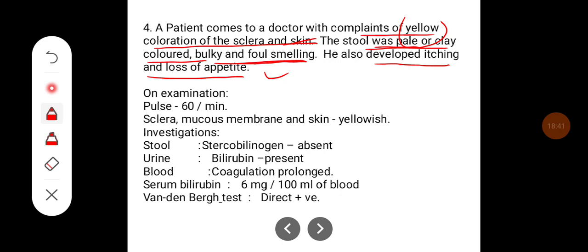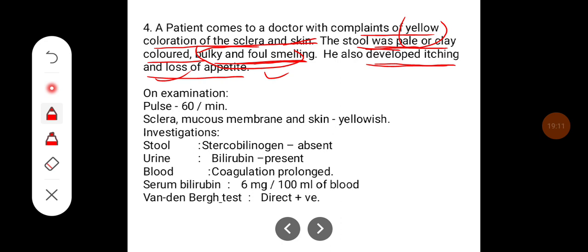Okay, so because of the obstruction, the bilirubin is not reaching the gastrointestinal system, and it is not being converted into stercobilinogen. So that is why stool color is pale or clay colored. And the bulky and foul smelling is mainly because of the malabsorption of the fat. Okay, and the itching is mainly because of the presence of bilirubin.